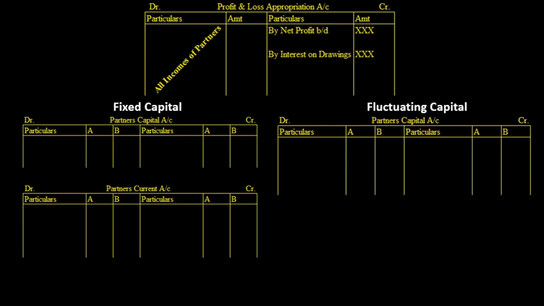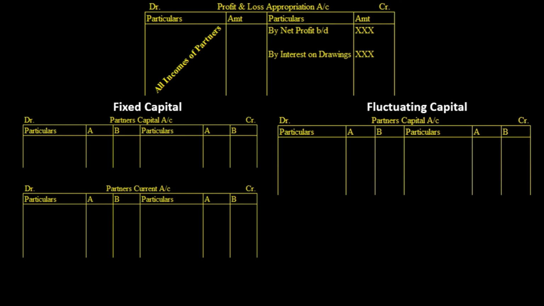At this point, one important thing for everyone to remember. Partner's capital account will always show credit balance. I repeat, partner's capital account will always show credit balance. However, yes, partner's current account may show a debit or a credit balance. All right. Normally, in a partner's capital account, we will just have balance brought down, that is opening balance, and balance carried down, that is closing balance, until either capital is withdrawn or additional capital is introduced.